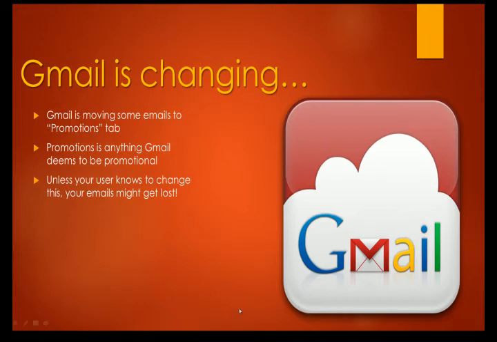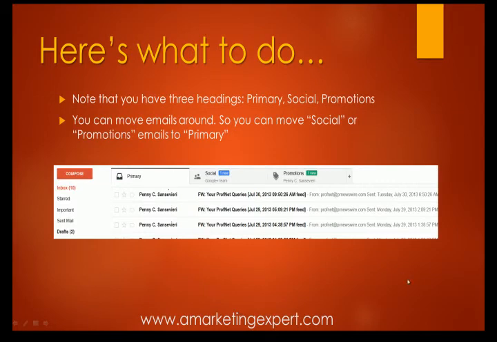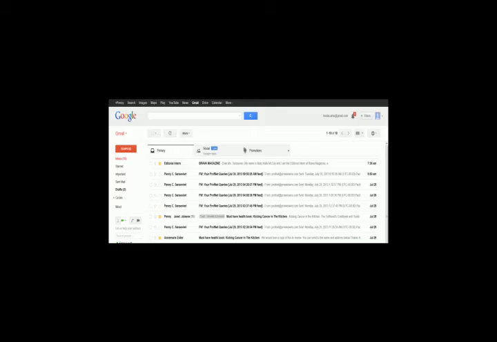the promotions tab. So here's what it looks like, and I'm going to take you through a short video in just a second, but here's what it looks like. You have three headings: primary, social, promotions. You can move emails around, but at a default, Gmail will put those into a particular format. So let's take a look at the video really quick, and I'll step you through it.